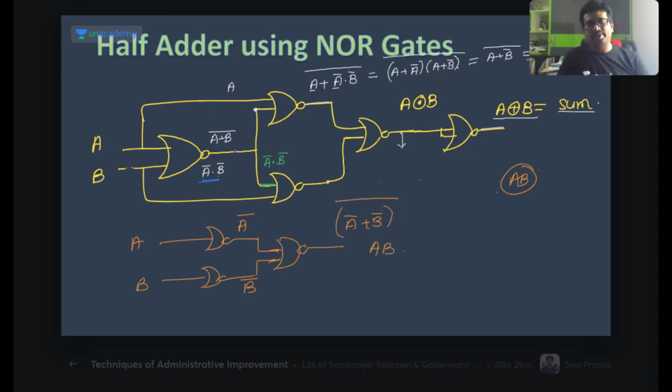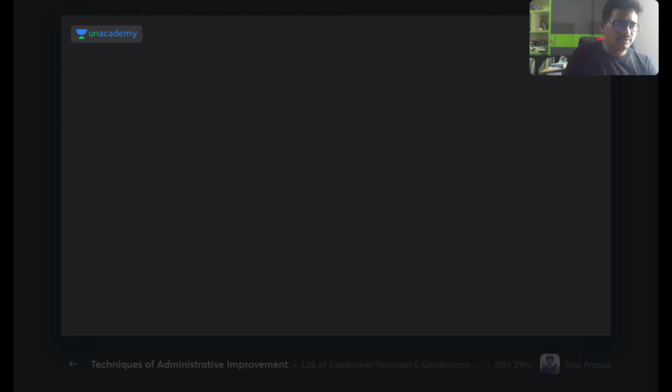But here you can see how many NOR gates are required to implement this thing. This is 5 plus 3. Total 8 gates are required. So that's why we don't prefer this. We always try to implement with the minimum number of NOR gates. So let us see some other technique for how we can implement this.